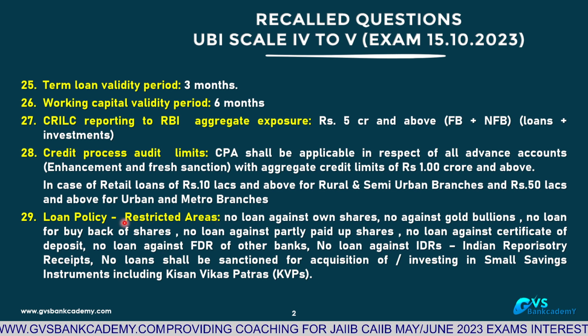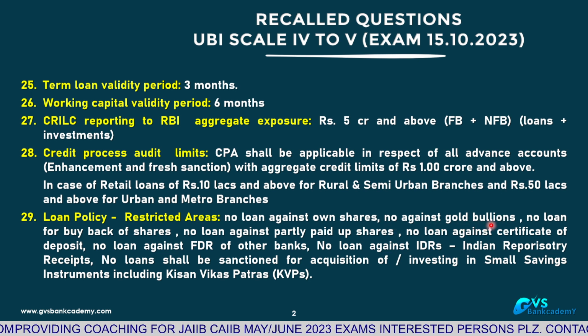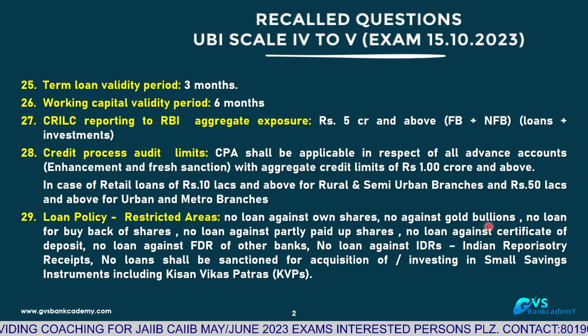Then question number 29, loan policy restricted areas under the BR Act, we can say Section 20 subsection 1, Banking Regulation Act. No loan against own shares. No loan against gold bullion bars, but one condition is there: up to 50 grams we can give loan. Against gold bullion we can give maximum 50 grams, but normally we cannot give loan against gold bullion.